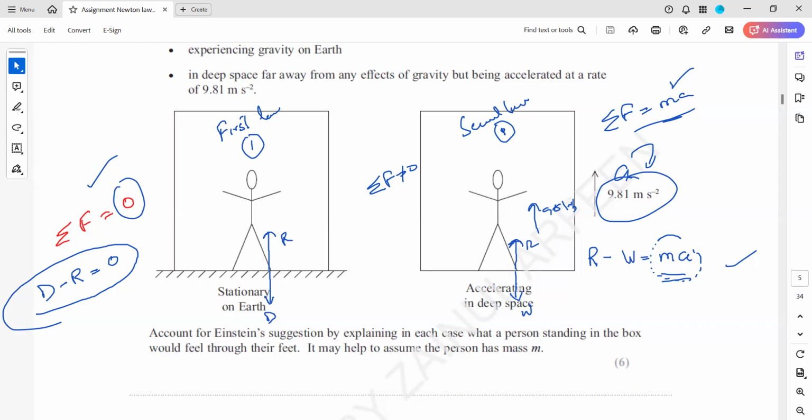And Newton's third law is also there, because the action and reaction forces are equal and opposite in direction. So if there is a downward force, there must be an upward force.